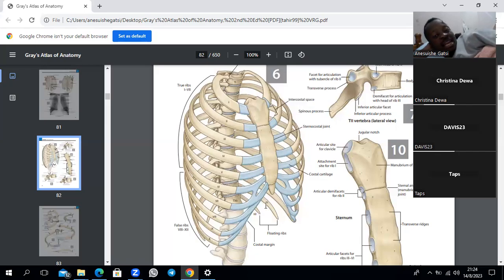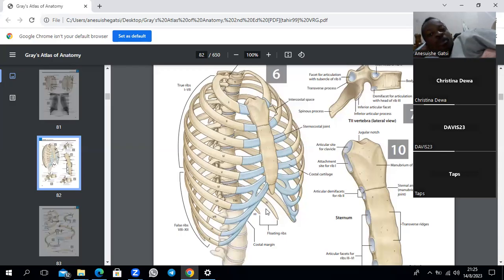Then rib number 11 and rib number 12, we call them floating ribs for the reason that they do not articulate with the sternum. They don't even reach the sternum. I think you can see that this is rib number 11 and rib number 12. They're just floating there, right? And that poses harm or danger to abdominal viscera.